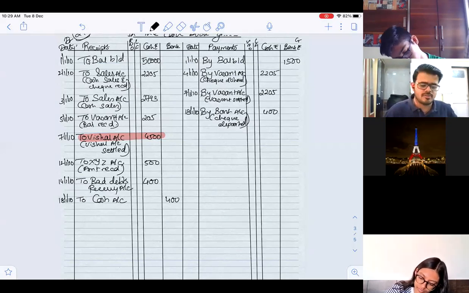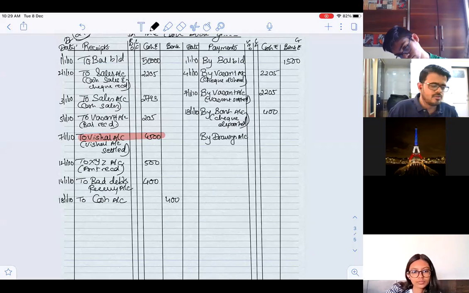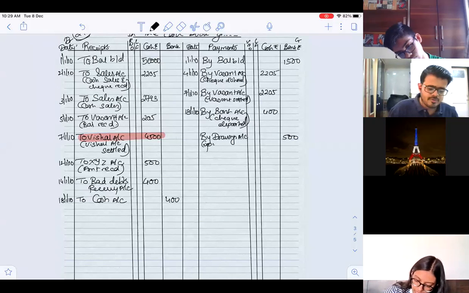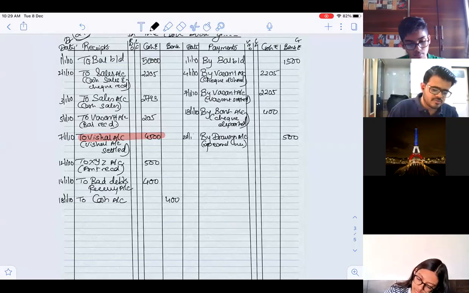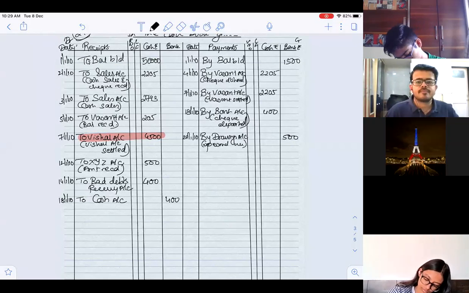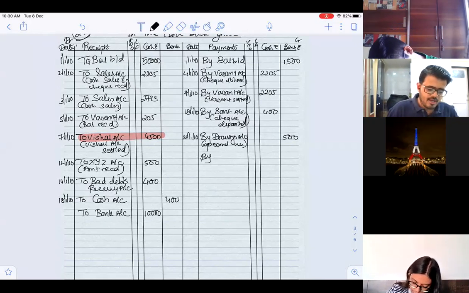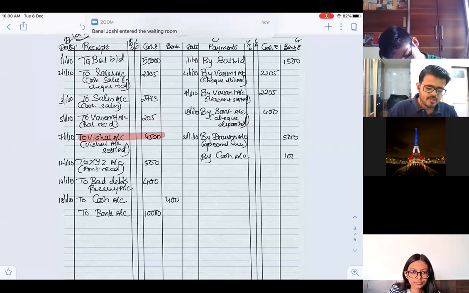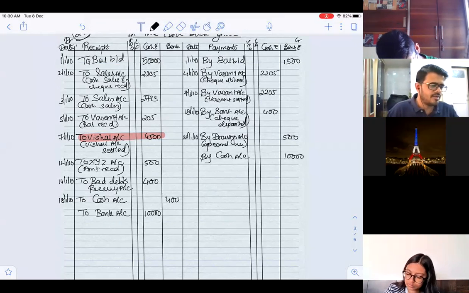What is the entry when you withdraw for personal use? Drawings account. So by drawings to bank. By drawings in the bank column. This is for personal use. And what you withdrew for office use, what entry do you pass? Cash to bank, which is a contra entry. So to bank, cash column, by cash, bank column. This is a contra entry. This is happening on 20th.